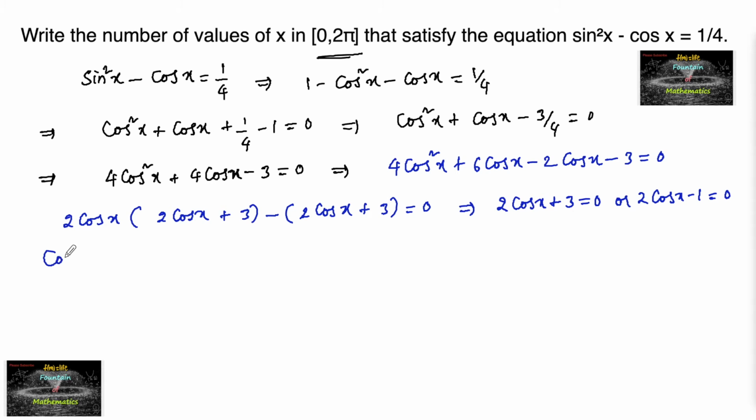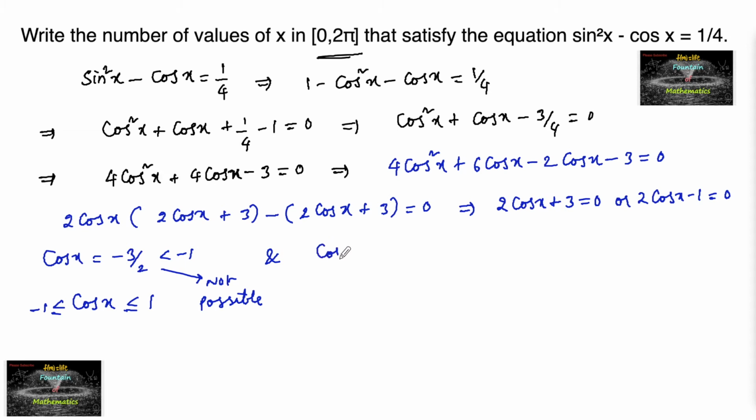So the first one, cos x is equal to minus 3 by 2, we will get, which is less than minus 1, is not possible, since cos x lies between minus 1 to plus 1. So cos x is equal to minus 3 by 2, which is not possible. And one more we had, cos x is equal to 1 by 2.